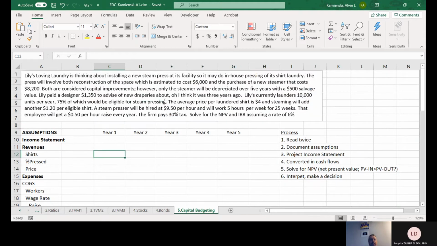Okay, so according to this, Lily currently has 10,000 shirts that get laundered, of which 75% of them will be pressed. That pressing will yield a new $1.20. We don't use the total $5.20. You just use the new revenue, because presumably these 10,000 shirts at $4 you're already getting. We just want to analyze the new revenues you would be getting for the pressing.